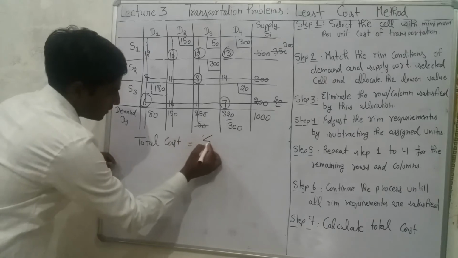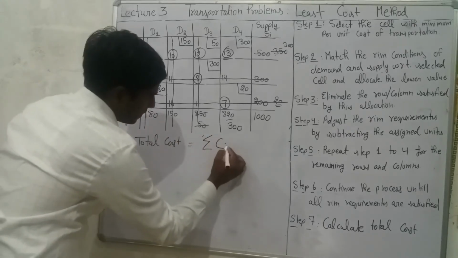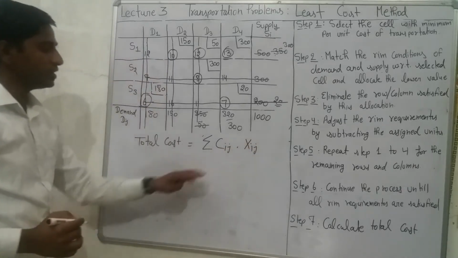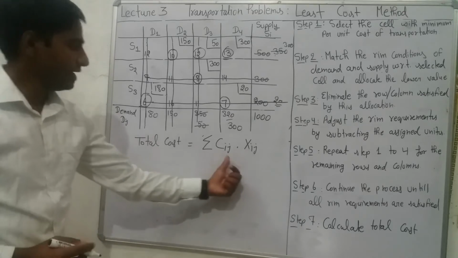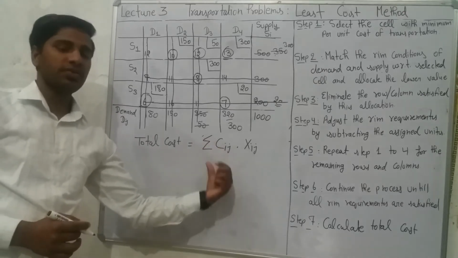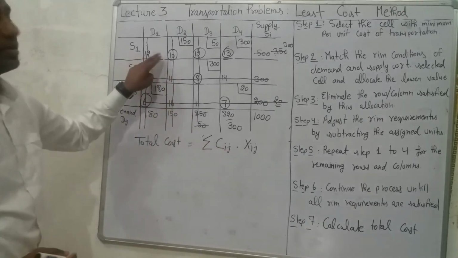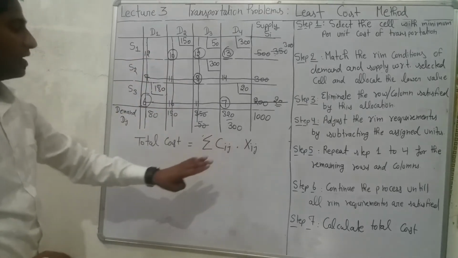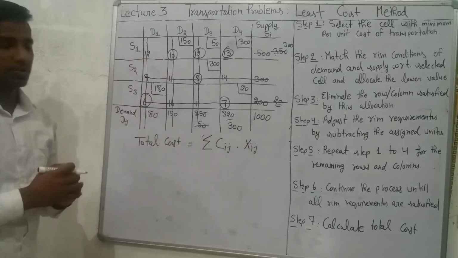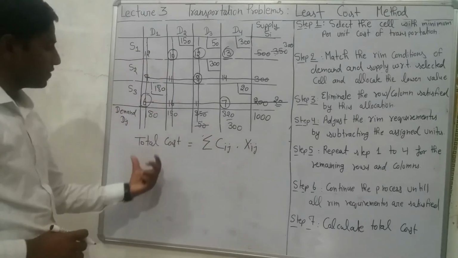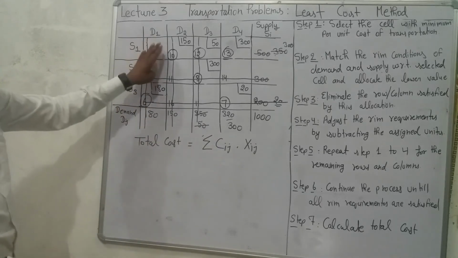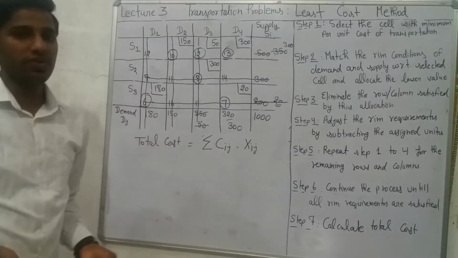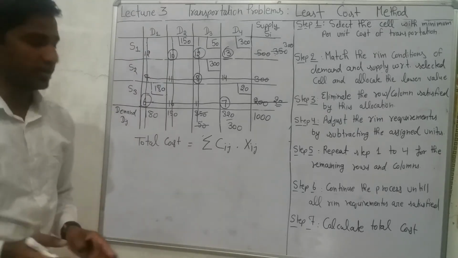is equal to summation of Cij into Xij. What is the meaning of Cij and Xij? Cij denotes the cost per unit of transportation of a particular cell, and Xij denotes the quantity demanded through a particular route. So to calculate total cost, we must identify the occupied cells. Occupied cells means cells in which we have allocated some units, more than 0 units.